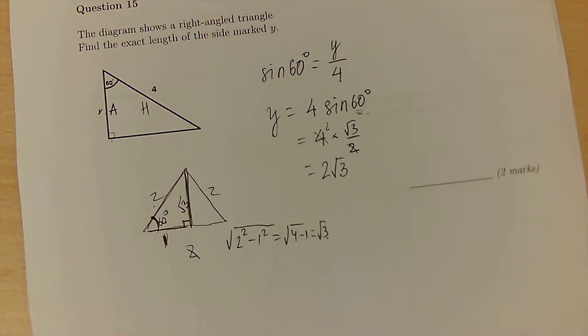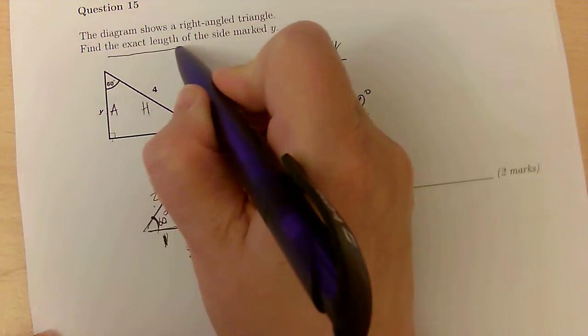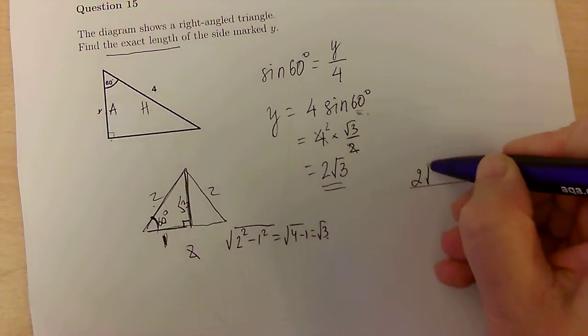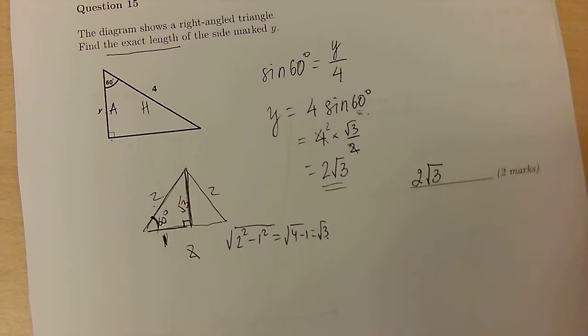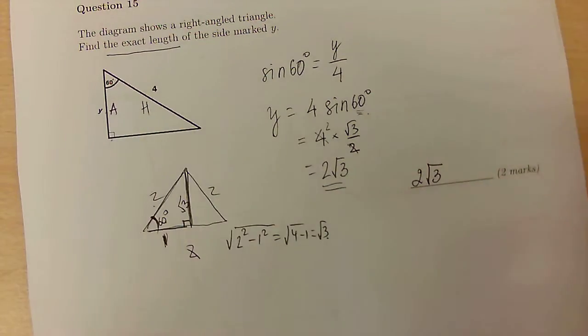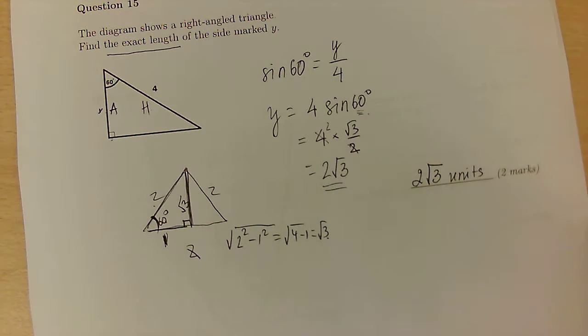Why am I not doing anything else? That's my answer, because they ask for the exact length, right? The exact length means they want you to leave it in the surd form, so 2 roots of 3. But you will write units if there are any units given. They didn't give you units. If you want to be very smart, you can write units here, or you'll be fine.